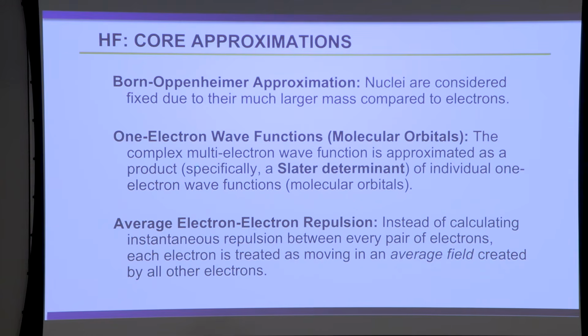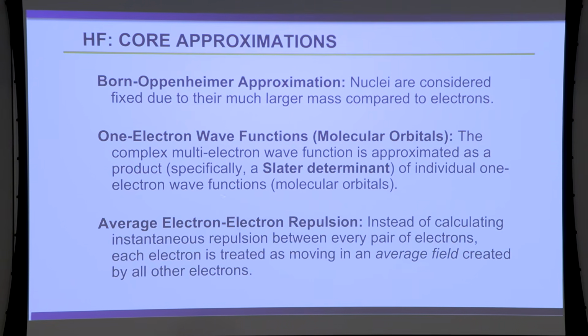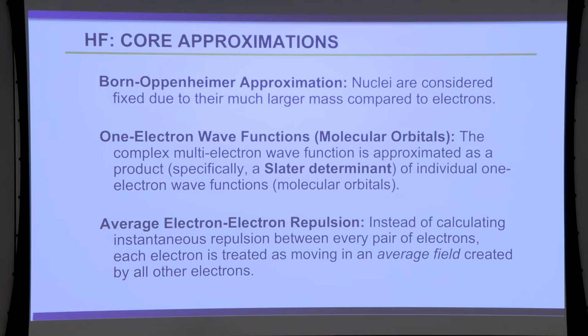When you have multi-electrons, I showed you with helium, if I have 2 electrons, it's already more messy. If you have multi-electrons, the wave function is approximated in this case as a product, called the Slater determinant, of electron wave functions. And so instead of calculating the repulsion between every pair of electrons, remember there is a term in the Schrödinger equation, the Hamiltonian, each electron is treated as moving in an average field. So I'm making some of those approximations here too.